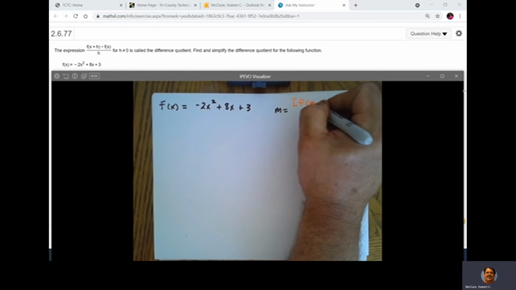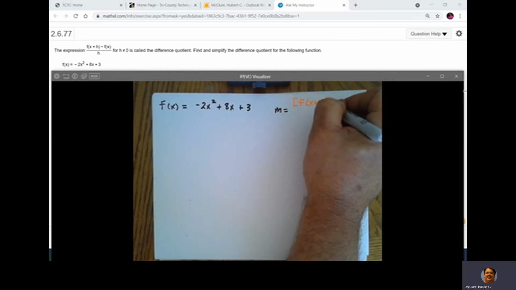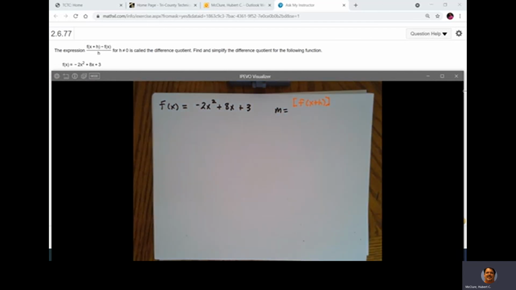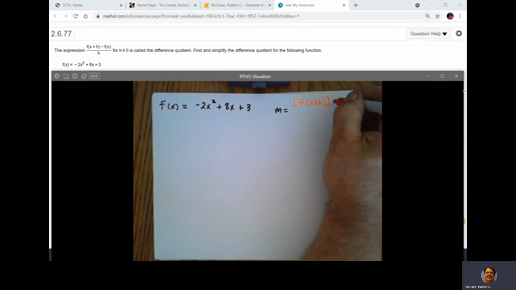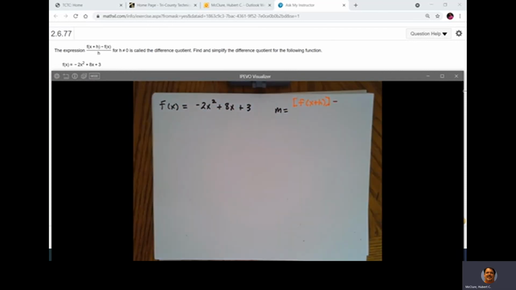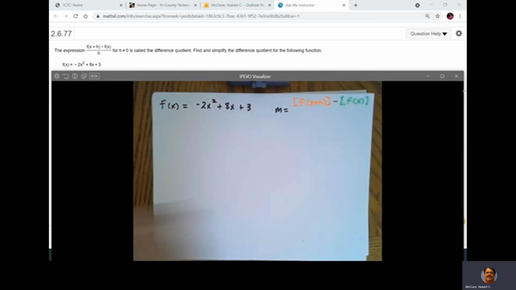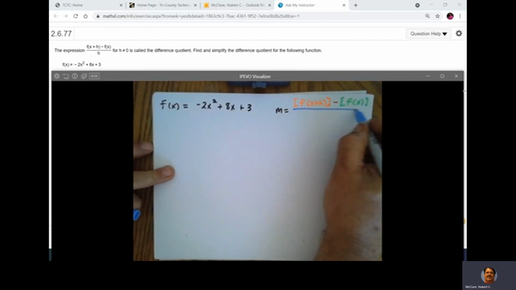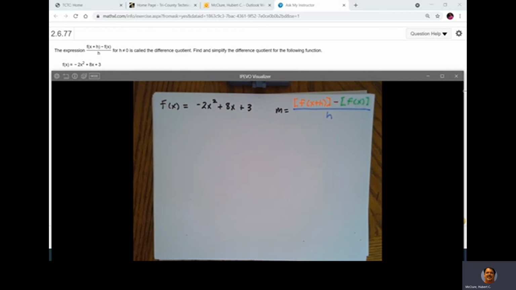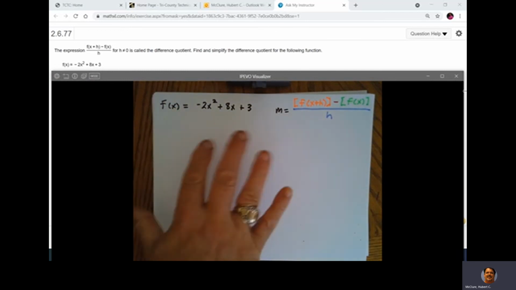And the second thing I would do is I would write m is equal to f of x plus h minus f of x all over h. And now you've got everything you need to do this problem.